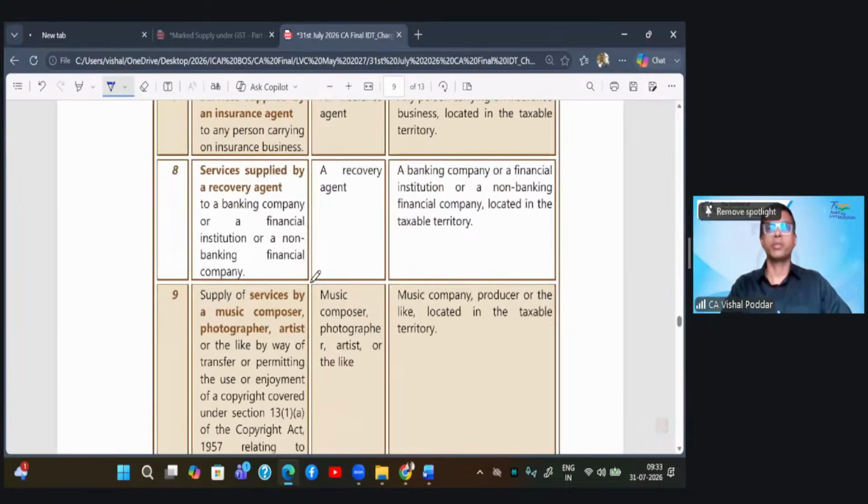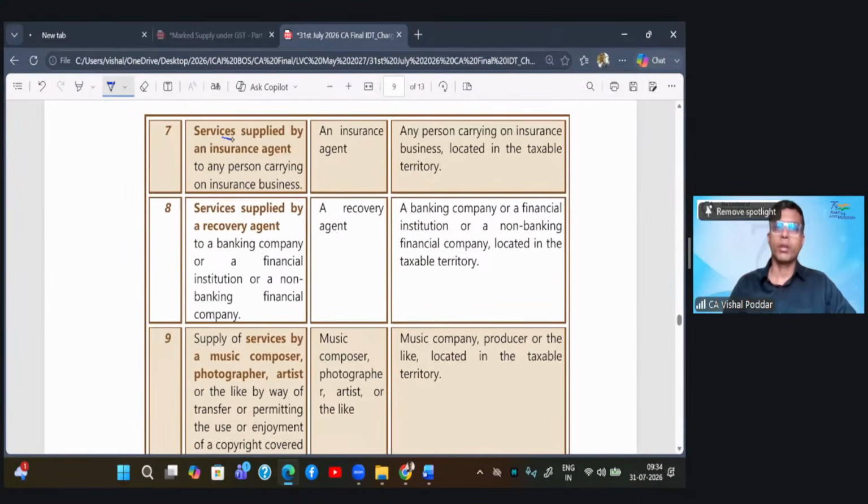Now, other similar business services are when an insurance agent is giving service to the insurance company, that is, a company carrying on insurance business. Whatever the agent's commission is, the GST on that is payable by the insurance company under RCM. Similarly, nowadays banks appoint recovery agents who give services to the bank for recovering outstanding loans. This service given by the recovery agent to the bank is again kept in RCM.